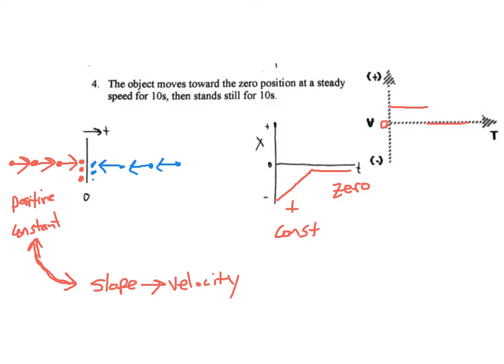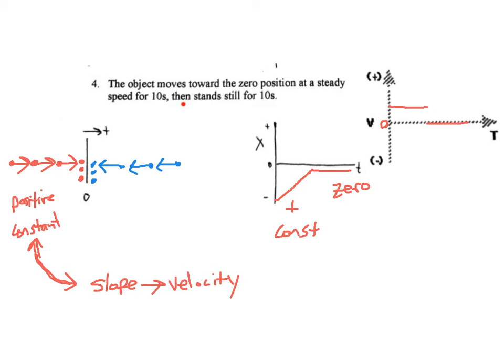Wow, these dots are terrible. There. So it looks literally the mirror of the other one, because our statement, again, what does it not tell us? It does not tell us where the object starts. It just says moves toward the 0 position at a steady speed. Well, is this toward the 0 position? Yes. Is this toward the 0 position? Yes. Both are correct.